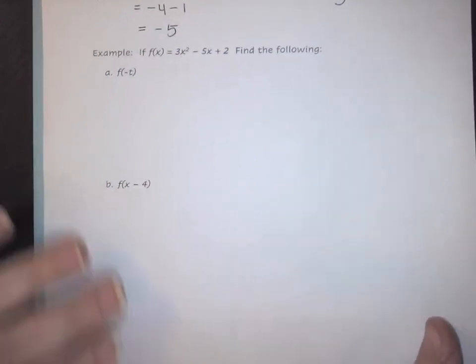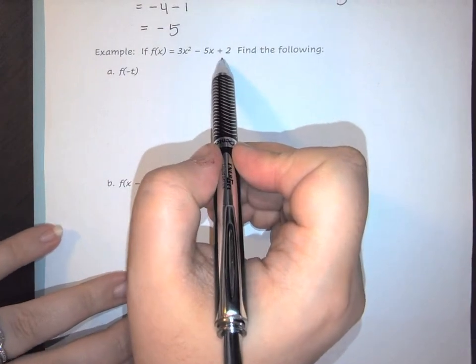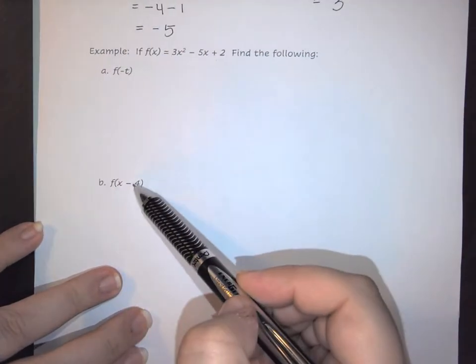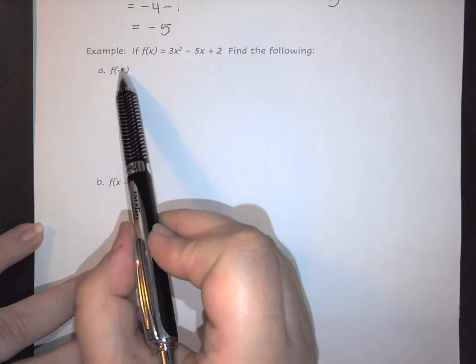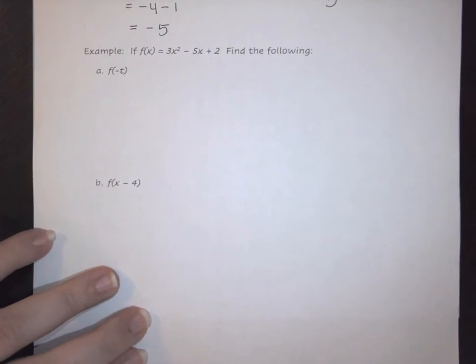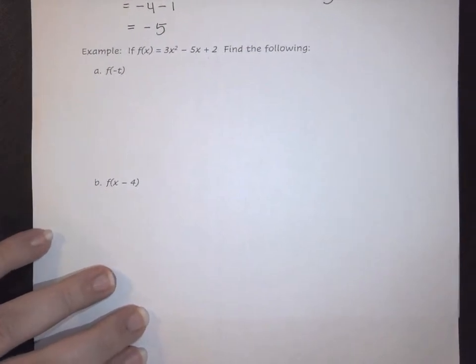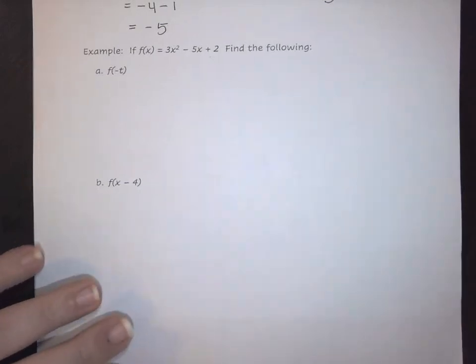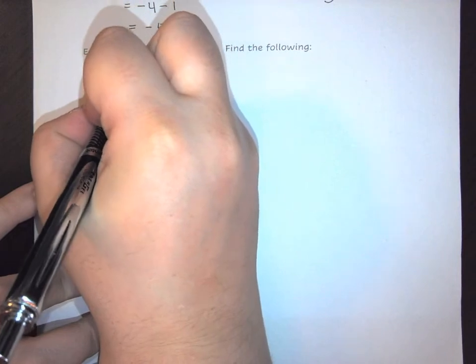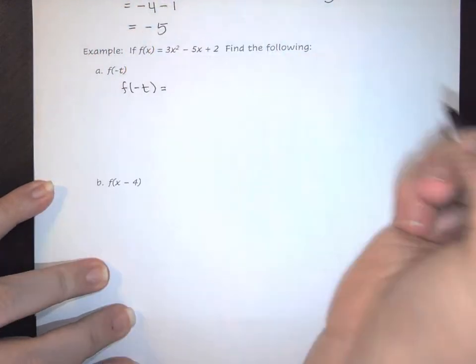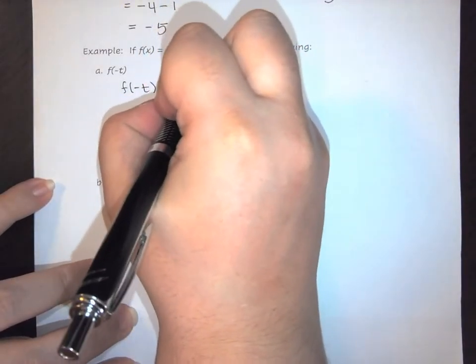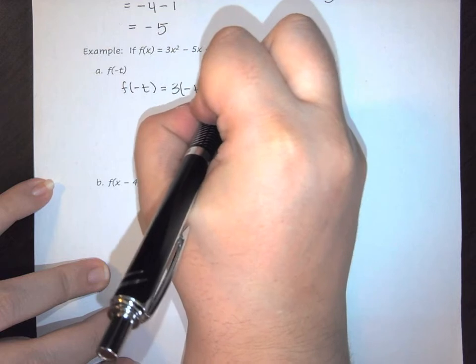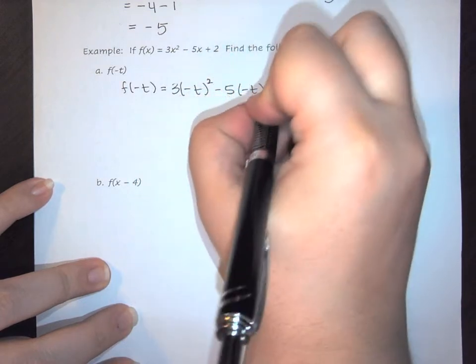Now, what happens if we give you a function like this, but if you notice, these two are variables. Okay, so the rule here is the same. You're still going to input whatever you have here into your variable from your function. But in this case, you're going to get an expression or an equation out as your answer. So here we've got f of -t. So anywhere we have an x, we're going to substitute -t. So this becomes 3 times -t squared minus 5 times -t plus 2.